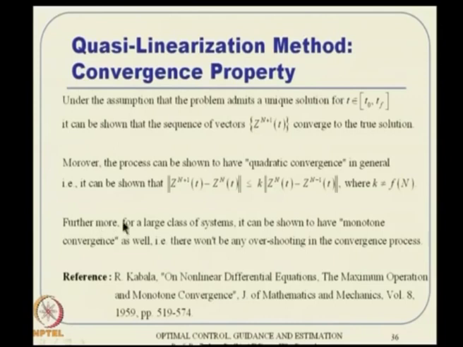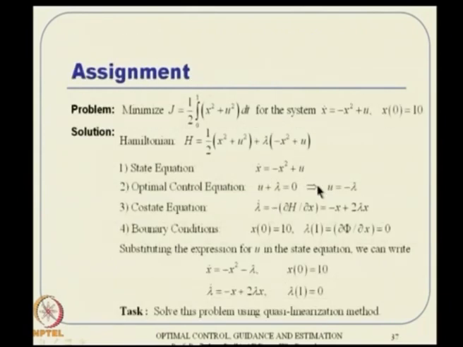This is also very interesting: for a large class of systems it can also be shown that it converges monotonically. It does not overshoot and then come back and converge. It converges from one side only, which is even nicer. So, even though the method seems a little more complicated, I still recommend that you think of using this and get a feeling.